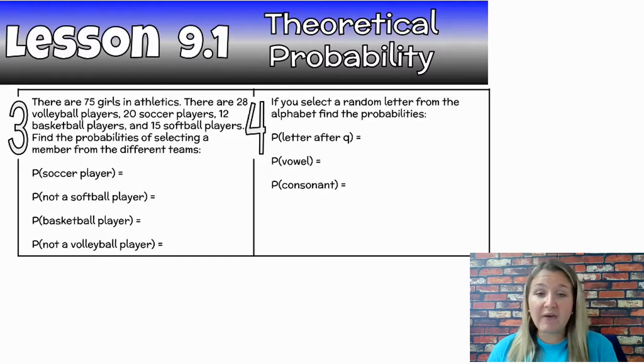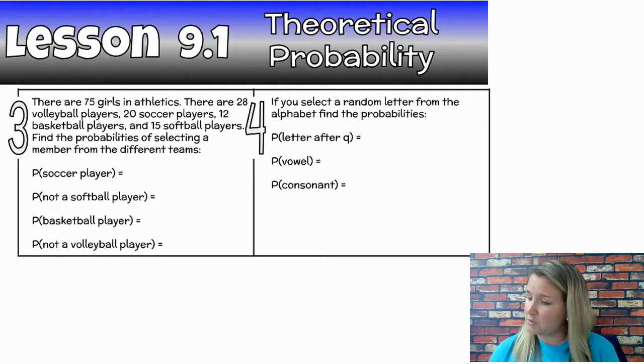Okay, there are 75 girls in athletics, and there are 28 volleyball players, 20 soccer players, 12 basketball players, and 15 softball players. So we are just assuming that those are just the single sport athletes because that's just for probability purposes. So we're going to find the probability. I'm going to randomly select a girl from athletics.